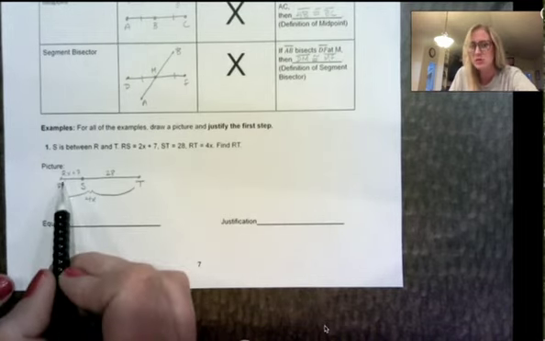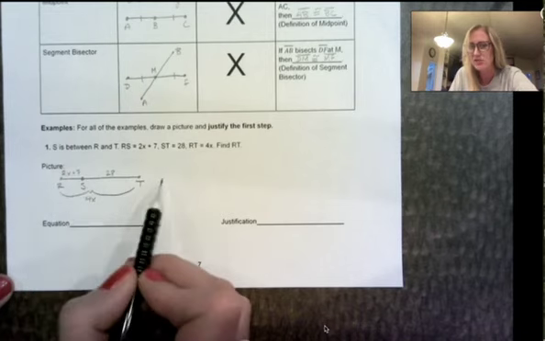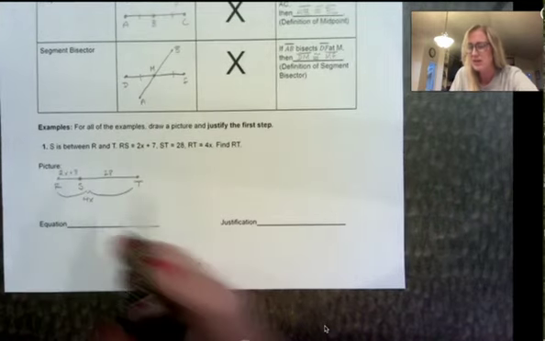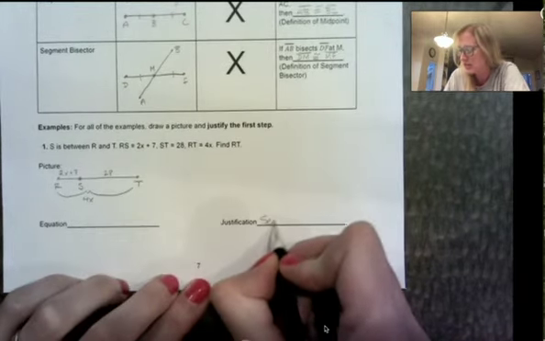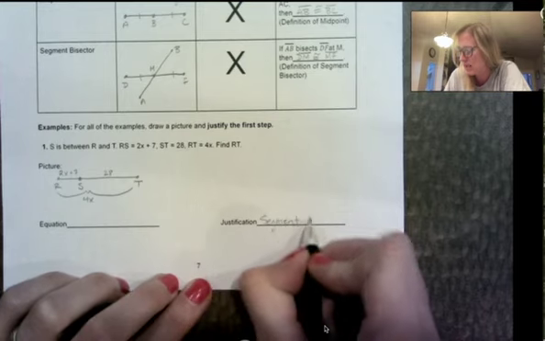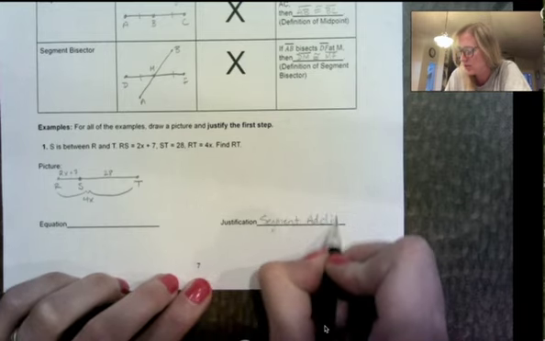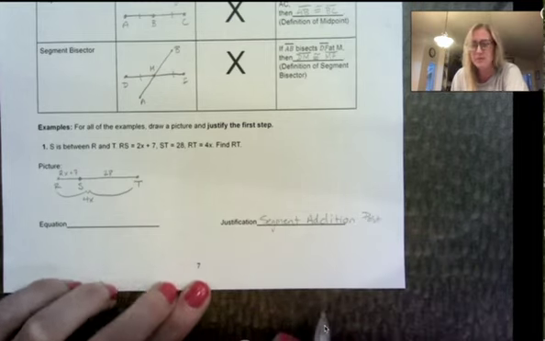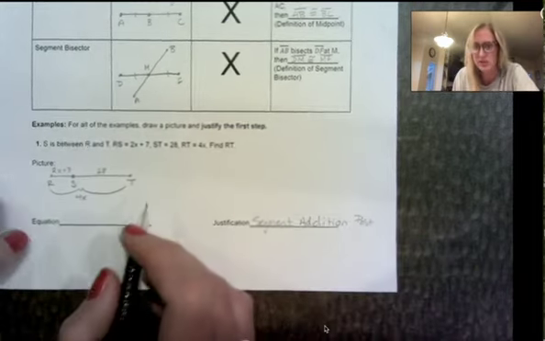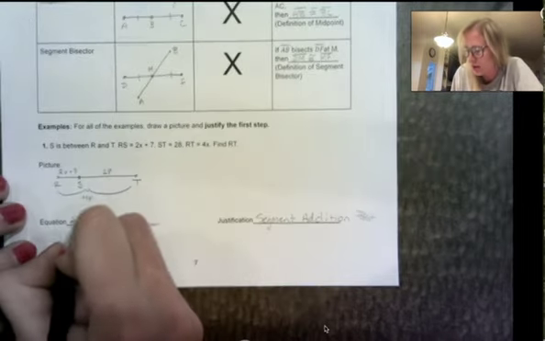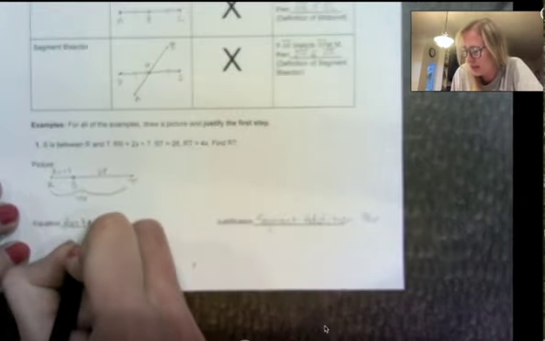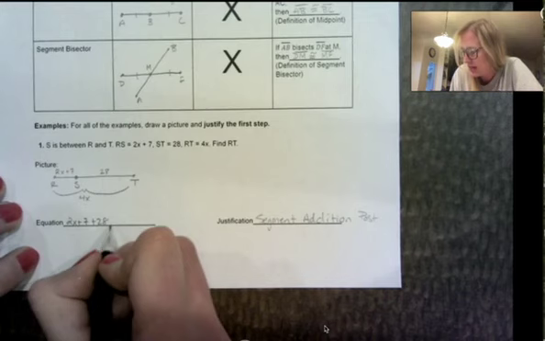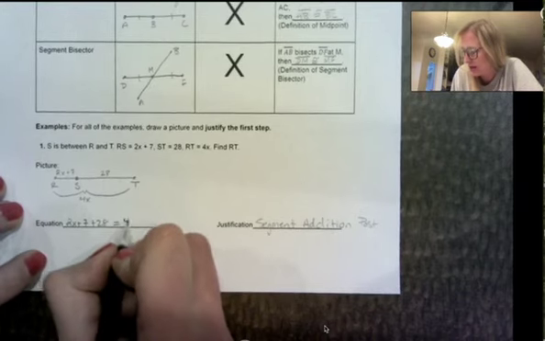So we can use adding these 2 pieces together to equal the whole thing. That is the segment addition postulate, adding the 2 parts to equal the whole. I abbreviated postulate there, you guys feel free to do the same. So in doing that, we've got 2x plus 7 plus 28 has to equal 4x.